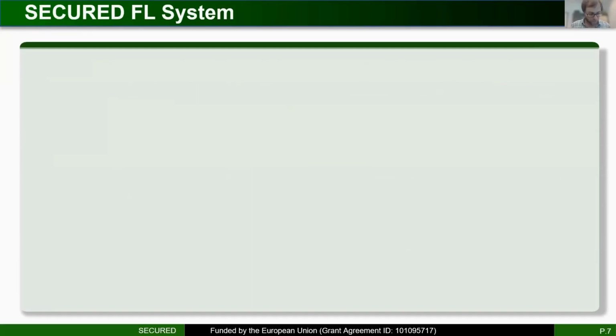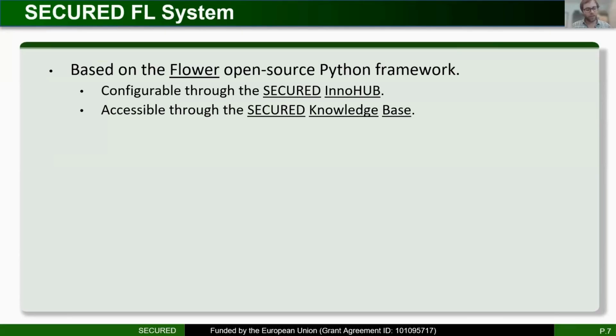Okay, so this was just the background, and what happened in Secured is basically the following. So we built a federated learning system on top of Flower, which is an open source Python framework, a federated learning framework. And you can configure this through the Secured InnoHUB, and you can access it through the Secured knowledge base.